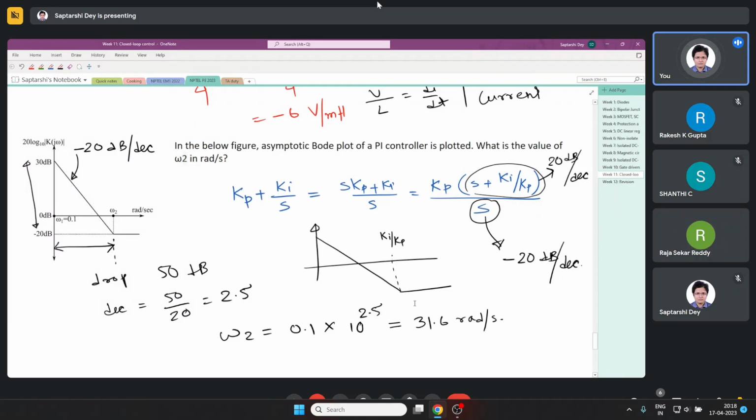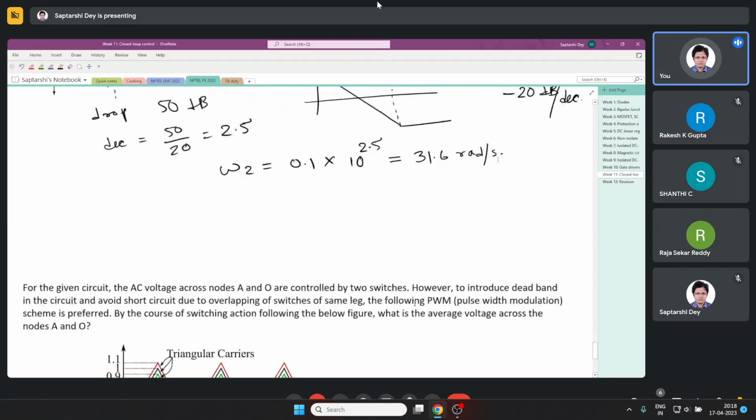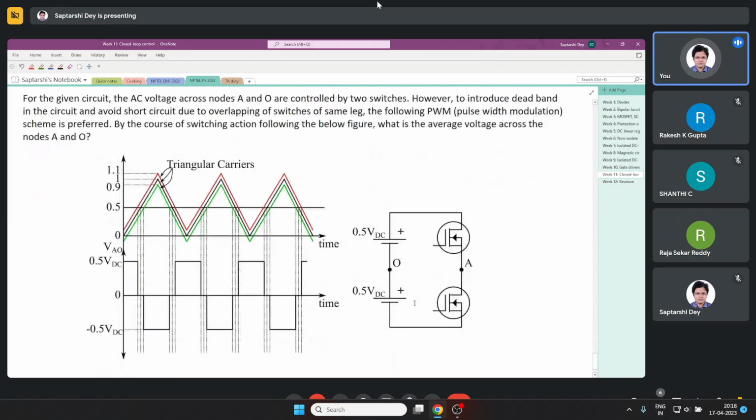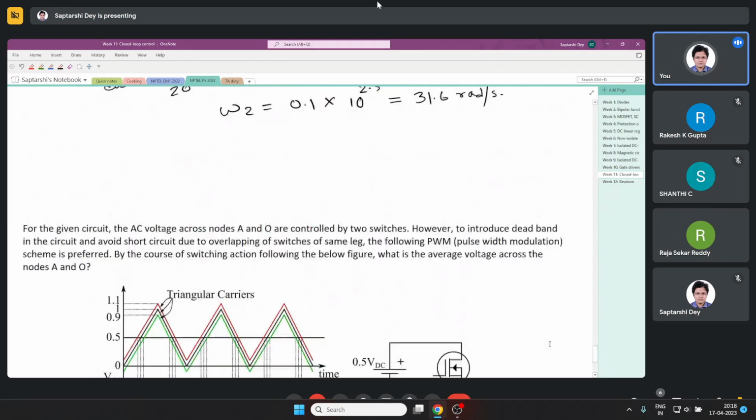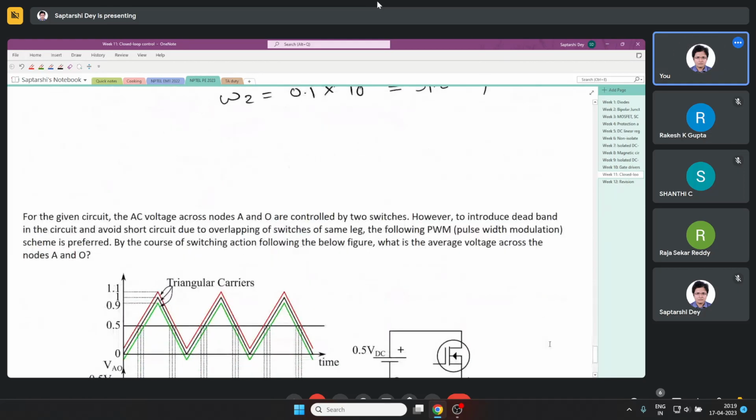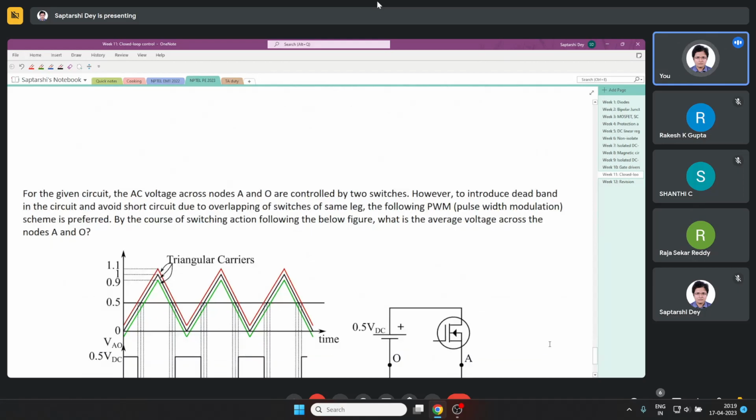Right, is it clear? We are already over time today. This is a questionnaire on inverter that I will discuss next day, and if possible I will also show you what is modulation index and what is the relation between output voltage and modulation index for SPWM.